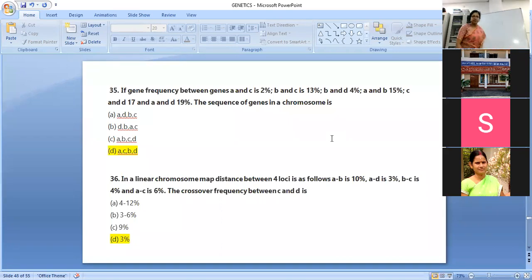Now my question is the crossover frequency between C and D. So C and D has been asked. My total is 10. This is 4. This is 7. So this has to be 3%. So this is the way we have to approach these questions.